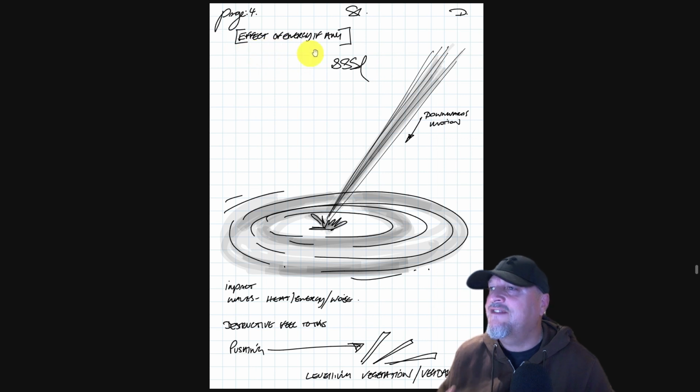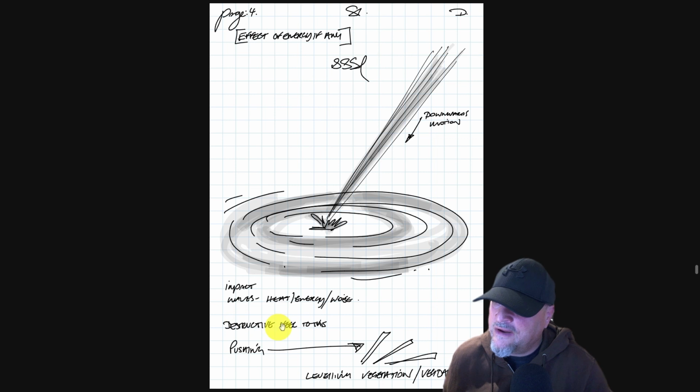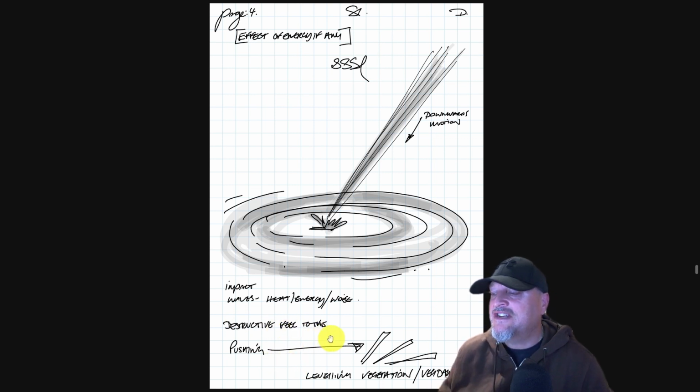So the effect of the energy here, I was trying to get for the tasker. So here's my downwards motion, and then it hits and explodes outwards with impact waves. The impact waves were heat, energy, and noise. Very destructive. It pushed and leveled all the vegetation, as it was very damaging to the vegetation in the area.